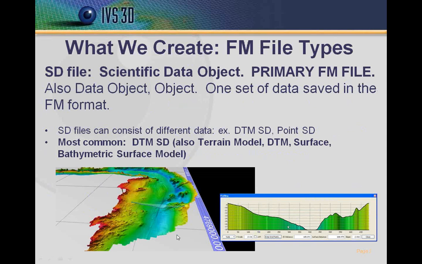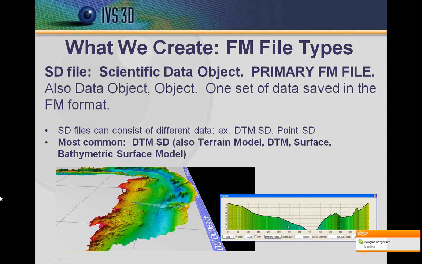All right, basically in Fledermaus, what we create, the Fledermaus file types, and I'm sorry for all you guys who already know this, I'll try and go pretty quickly. In Fledermaus, we create a few primary objects. The first one is an SD file, which stands for Scientific Data Object. This is the primary Fledermaus file. We also call it a data object, a surface. We call it by many different names. It's one set of data saved in the Fledermaus format.